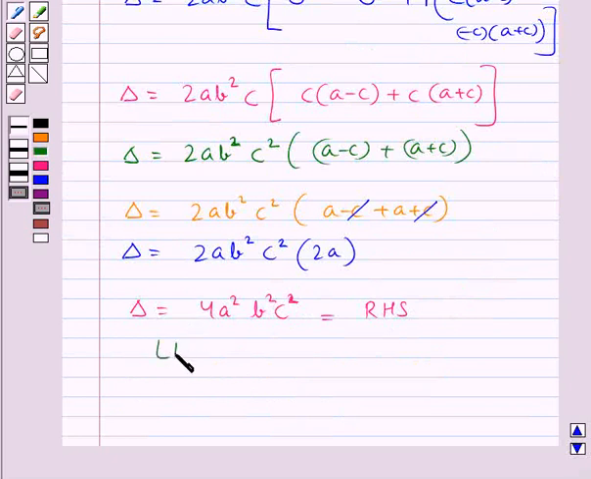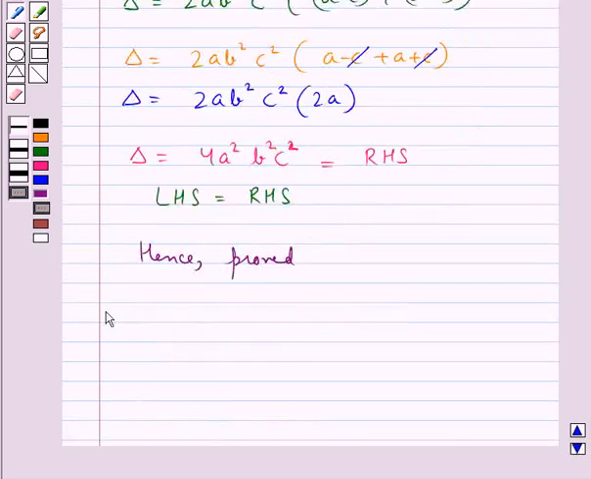Thus, we get the LHS is equal to the RHS. Hence proved. So this completes the session. Hope you have understood the solution for this question.